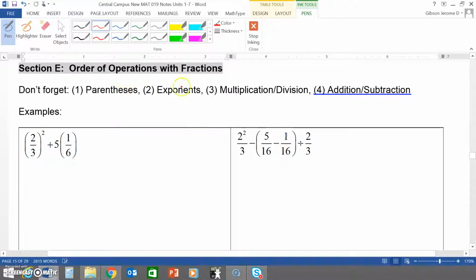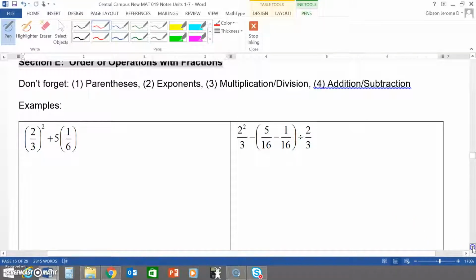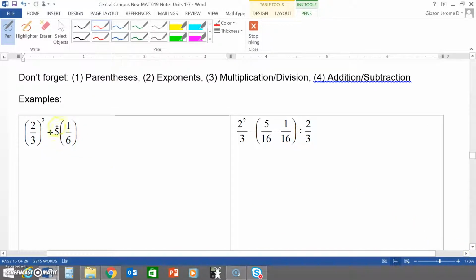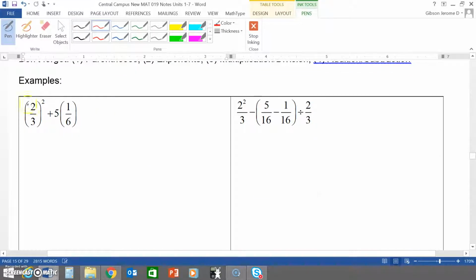It's section E, order of operations with fractions. It says, don't forget parentheses, exponents, multiplication and division, addition and subtraction. So we have our examples here. We have 2/3 to the second power, and then we have 1/6, plus 5 times 1/6.